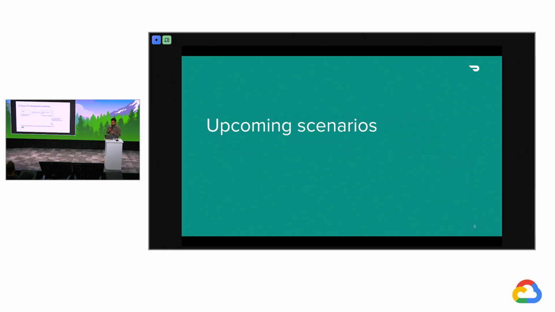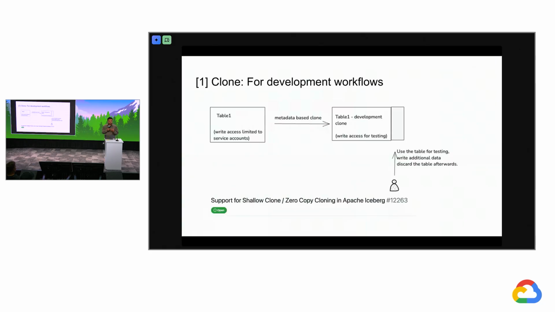The first one is we are looking at development workflows where users, data engineers, create a clone of the tables, maybe one table, maybe multiple tables, and then they work on the clone. They add additional data to that, and when they are done with their development workflow, these tables are discarded. We don't yet see a proper way to do clone. There is branching, and branching could be used, but RBAC is important for us.